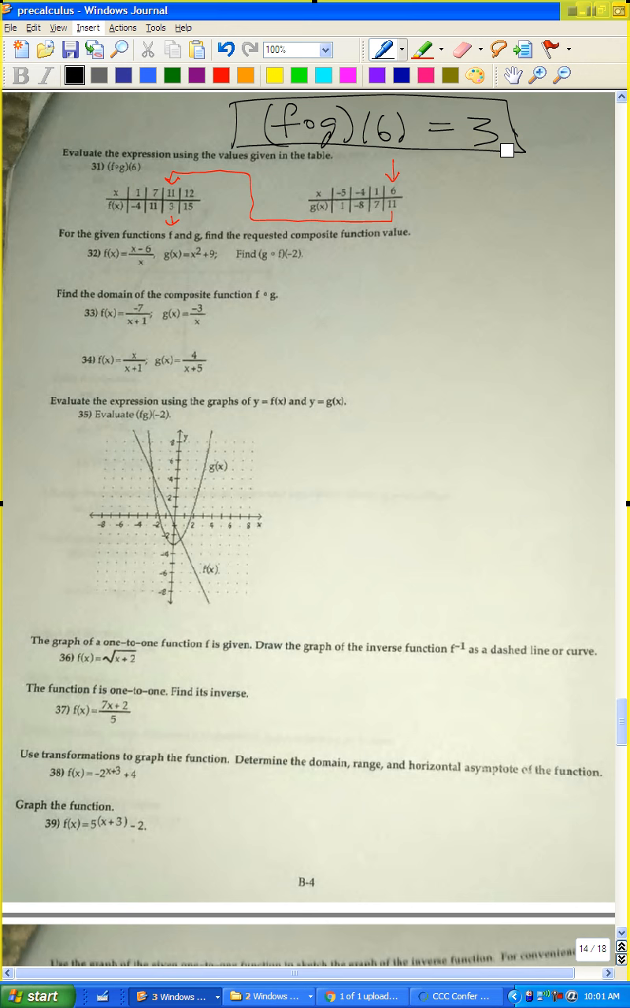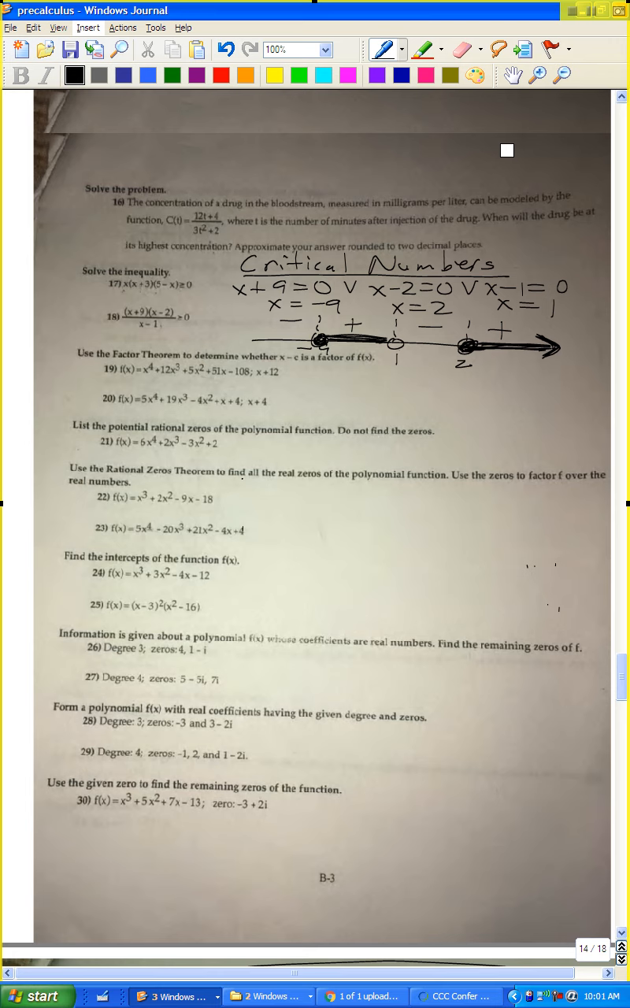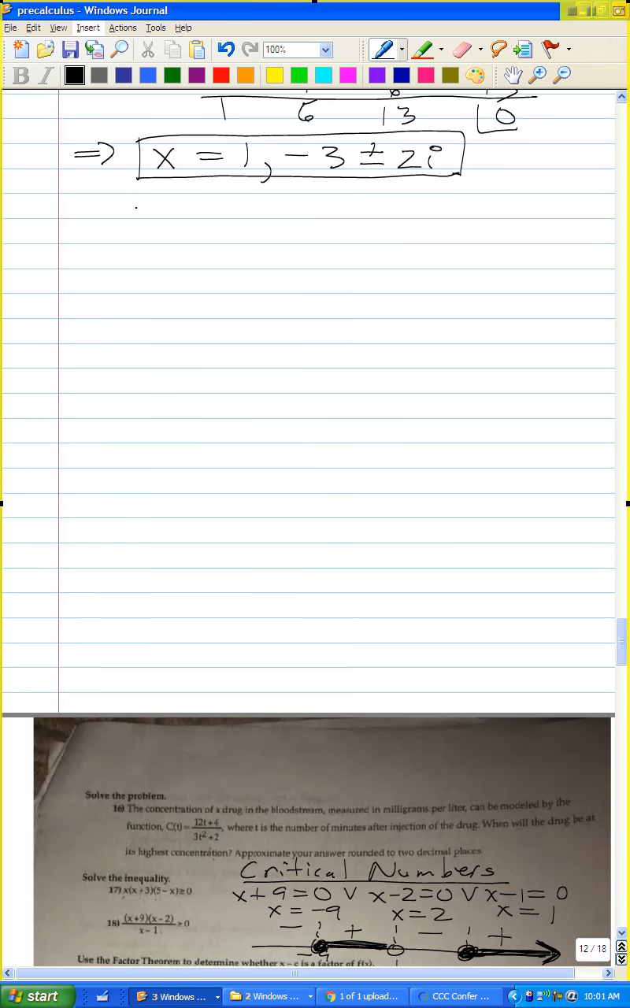Okay, let me do problem 32. Maybe I'll just do it over here so I have some space. So I have f of x equal to x minus 6 over x, g of x equal to x squared plus 9. I want to compute g composed with f at negative 2.